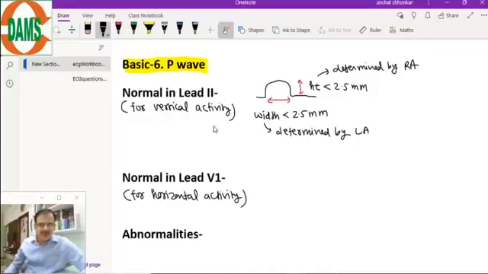and these are the dimensions. Dimensions means the width. You can see the width. Normal width is less than 2.5 millimeters. So for convenience point of view, I will take the units in millimeters because it will be easy to remember. So the normal width is 2.5 mm and normal height is less than 2.5 mm. So the width will be determined by left atria and the height will be determined by the right atria respectively.